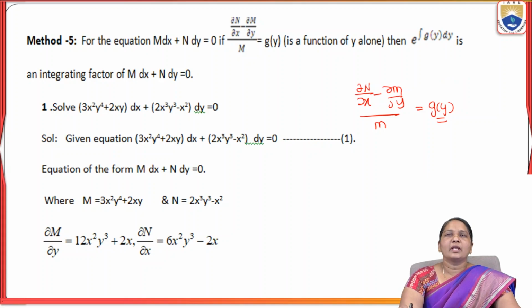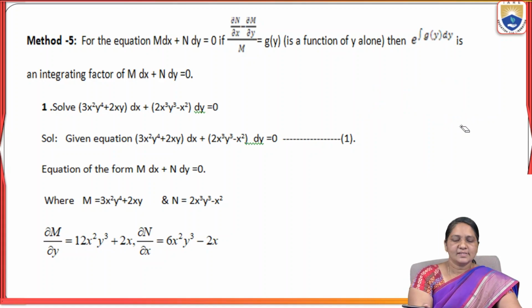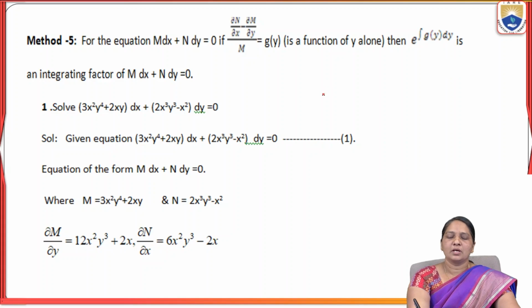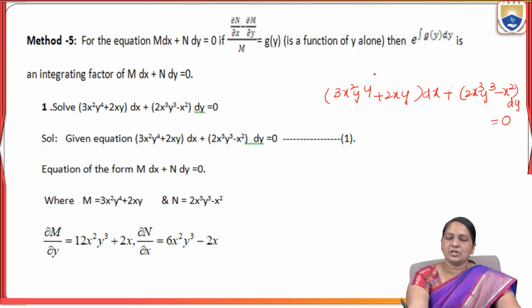So now we can get the clarity about this method 5, how to solve the given equation, by using this example. See the example problem. Solve. The given equation is (3x²y⁴ + 2xy) dx + (2x³y³ − x²) dy = 0. So here this is in the form of M dx + N dy = 0.